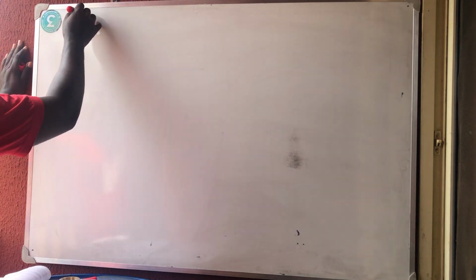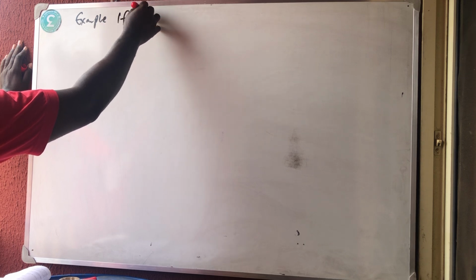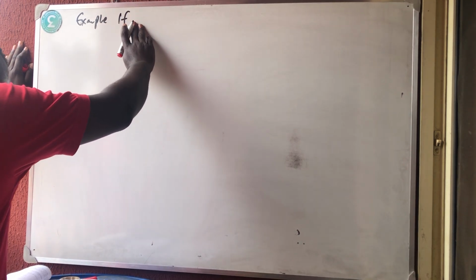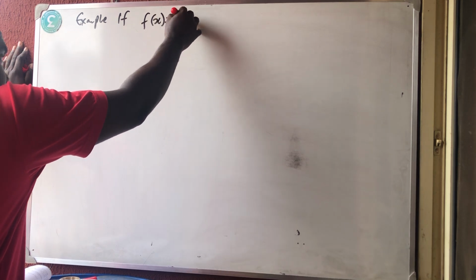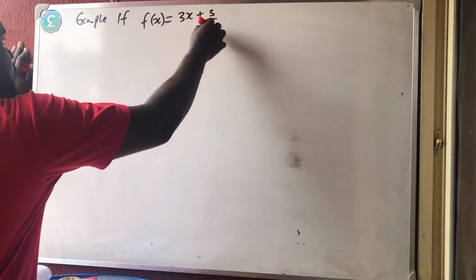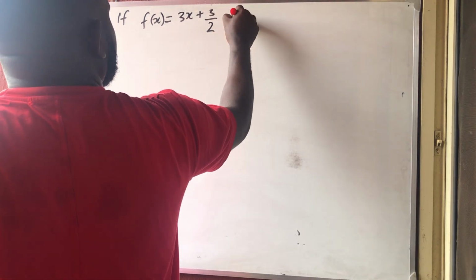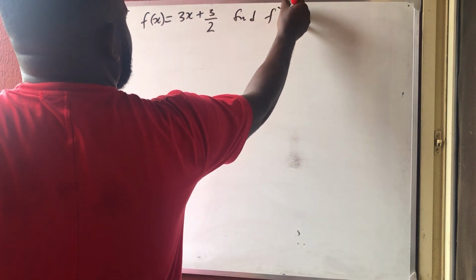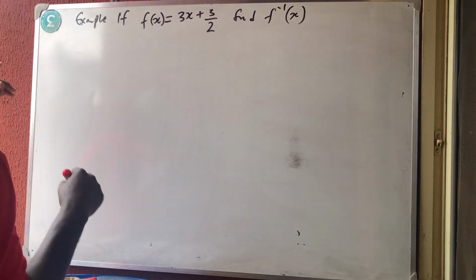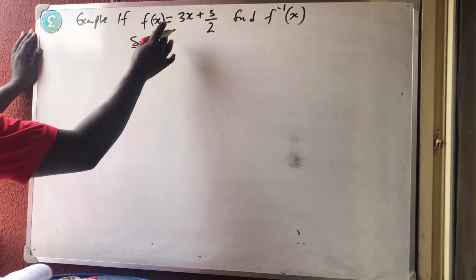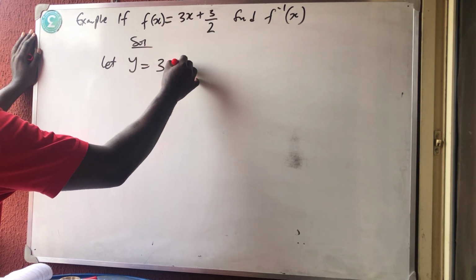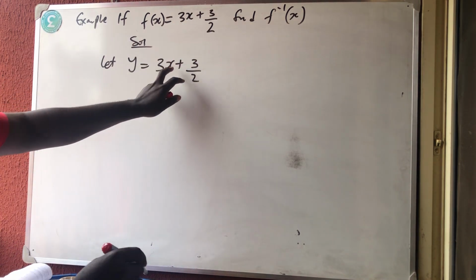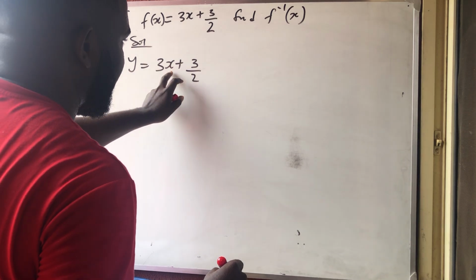Or before that, there's another question they can ask. Example, they said if f of x is equal to 3x plus 3 over 2, something like this, okay? Then they now say find f inverse of x. So how do you find the inverse of this function? In the solution, just say let y be equal to that thing given to you, 3x plus 3 over 2. Then make x the subject of the formula.